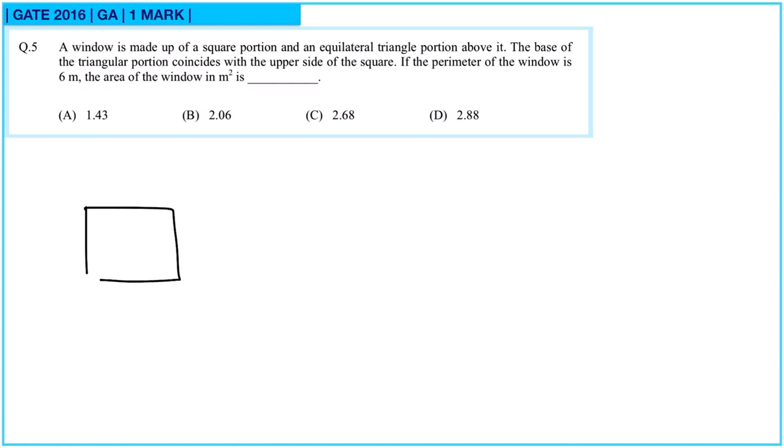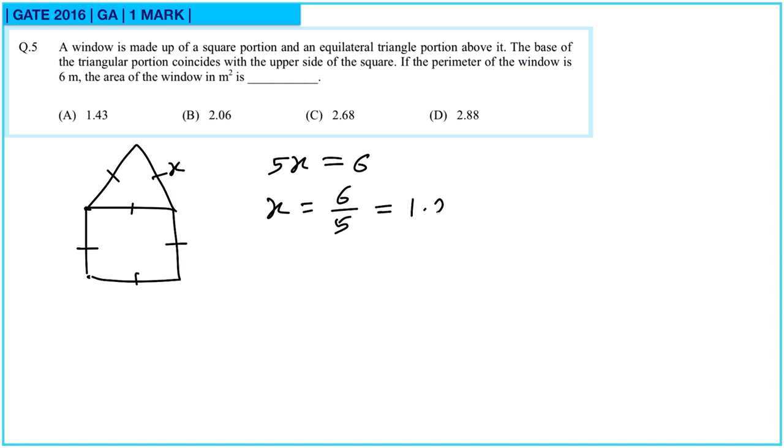Let us assume this is the square part of the window above which an equilateral part is there. So all of them will be having same side. And it is given that the perimeter of this window is 6 meter. So such 5 faces are there. That means if I consider this to be x, then 5x is equal to 6. That means x is equal to 6 by 5, that is equal to 1.2.